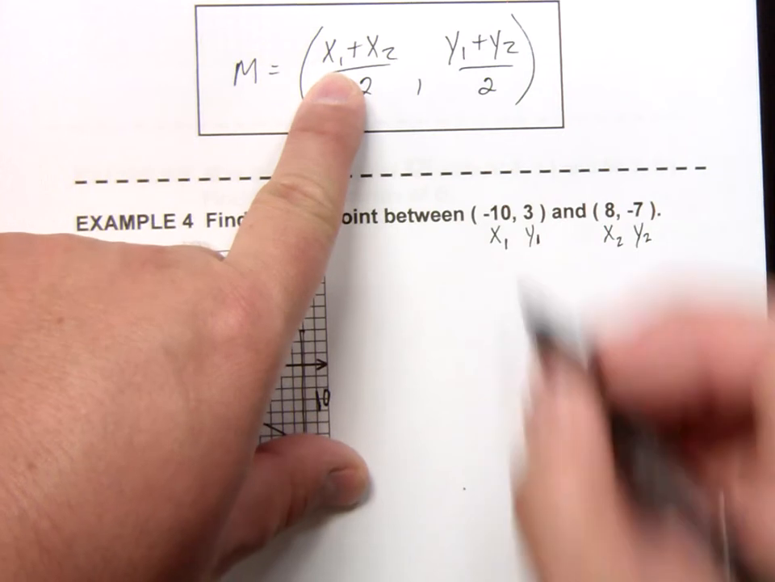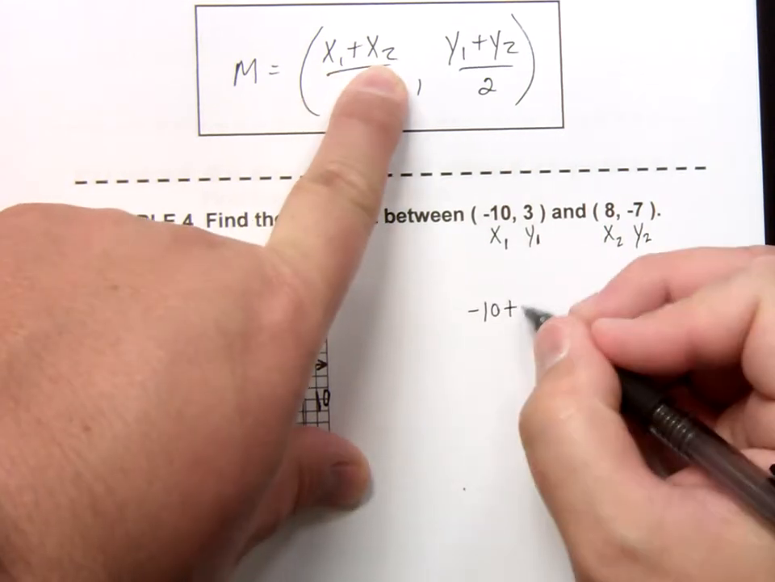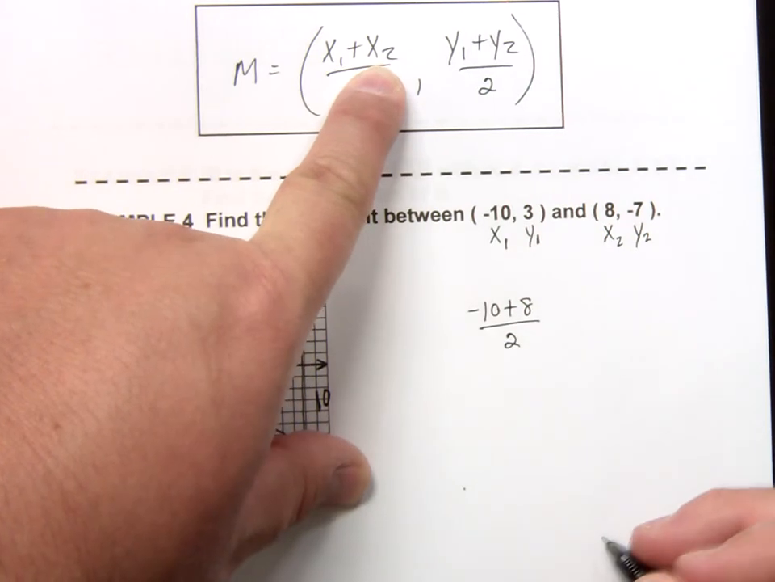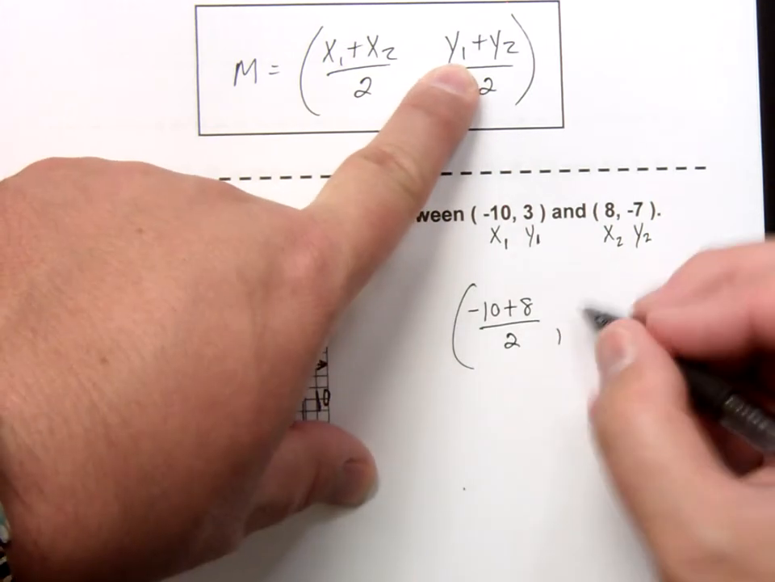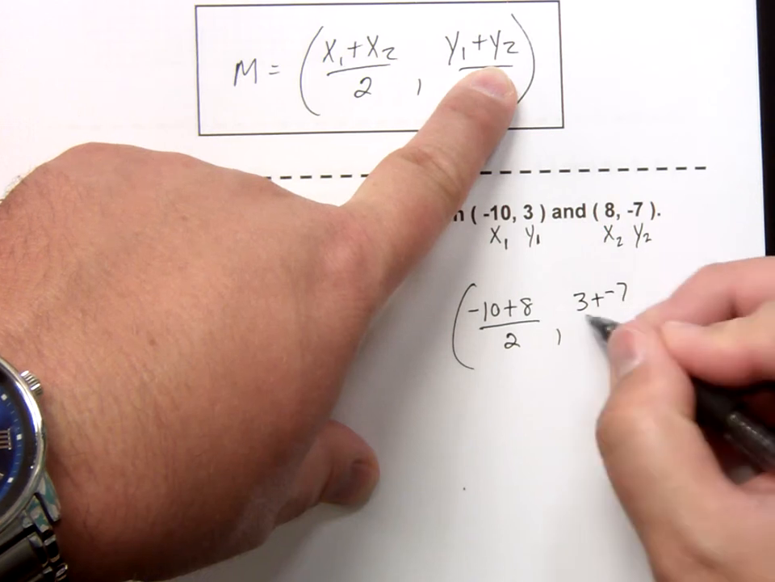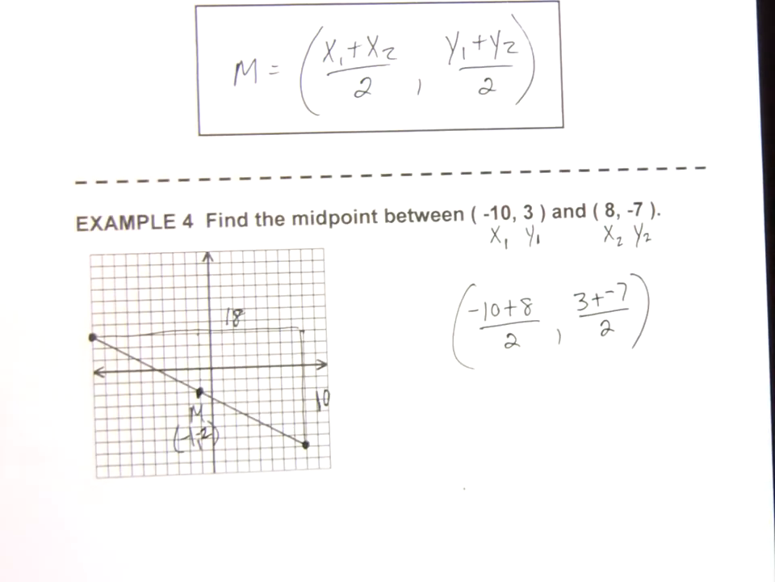So x1 is -10, x2 is 8, and that's what I need right there to find my x coordinate. For the y coordinates, y1 is 3, y2 is -7. And again, all we're really doing is averaging. Averaging the x coordinates, averaging the y coordinates.